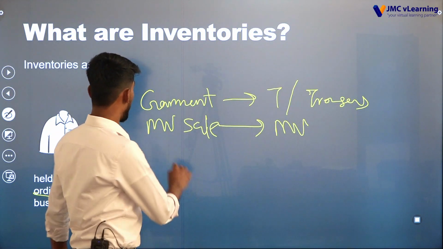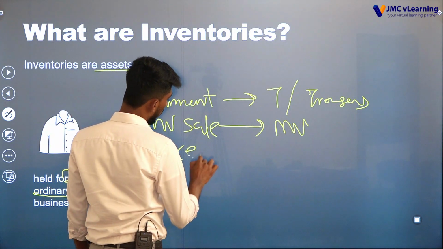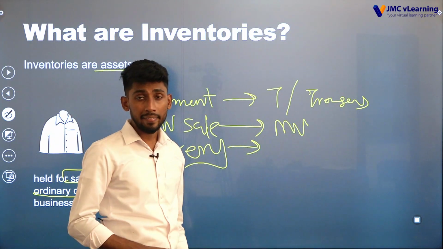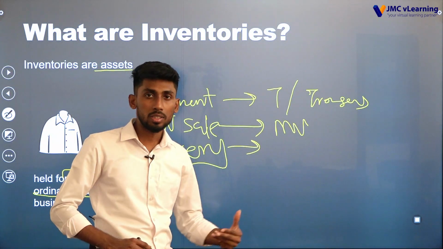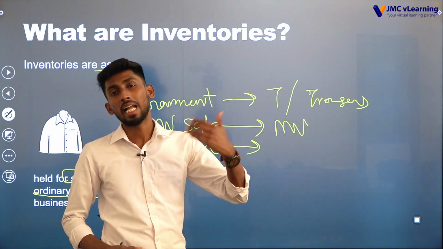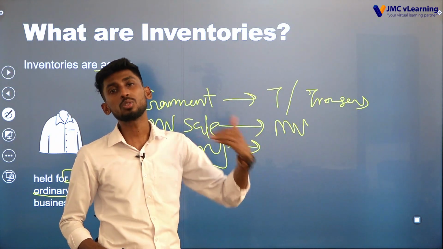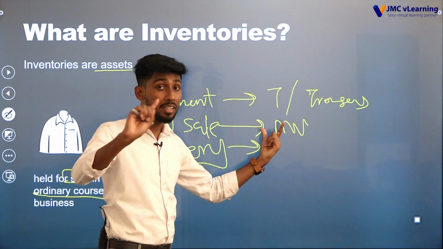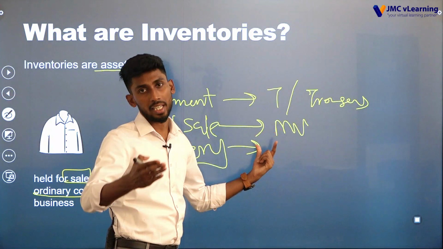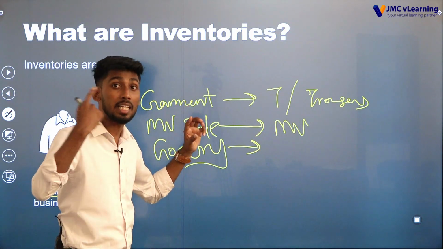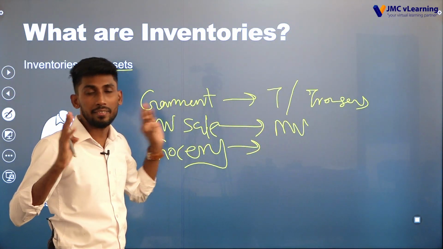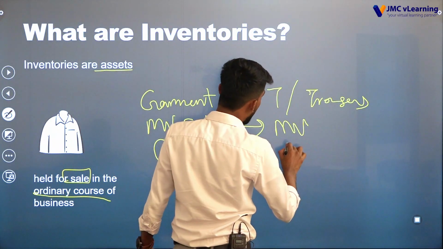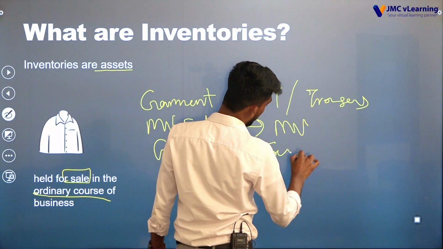In a grocery shop, can the motor vehicles be an inventory? No. In a grocery shop, what they sell is sugar and flour, the grocery items. So for a grocery shop, a motor vehicle will not be an inventory. But for a motor vehicle sales business, a motor vehicle is definitely an inventory. So any grocery item, sugar, etc., is inventory for the grocery shop.